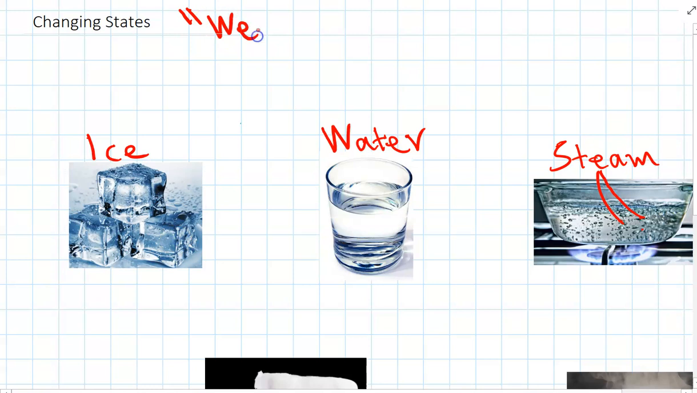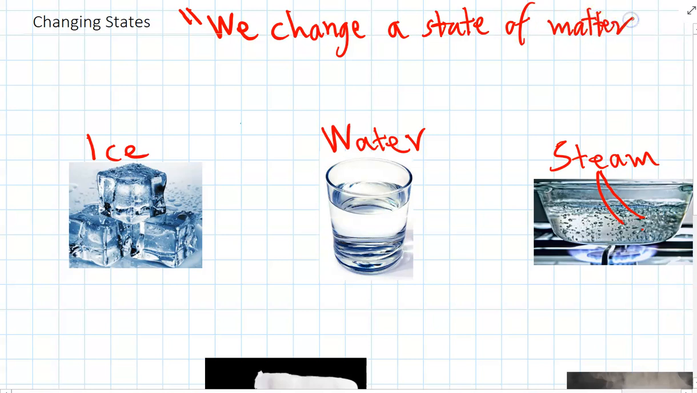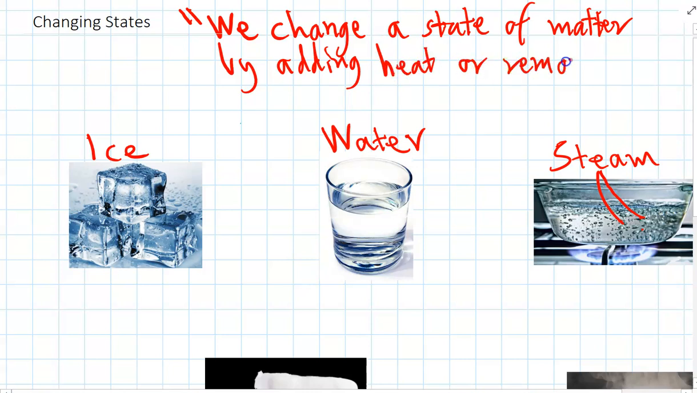So the big thing to remember is we change a state of matter by adding heat or removing it. In other words, you heat something up or you cool it down. So let's look at what we call each of these different changes.